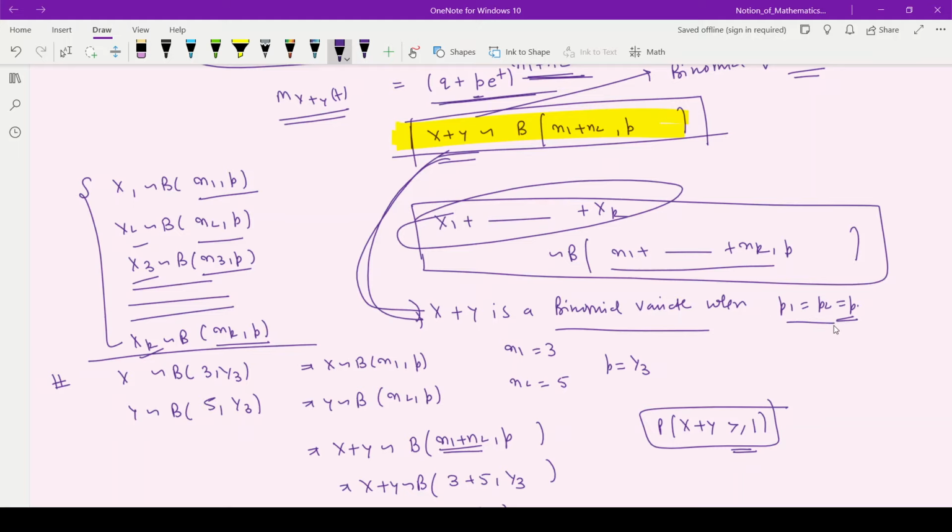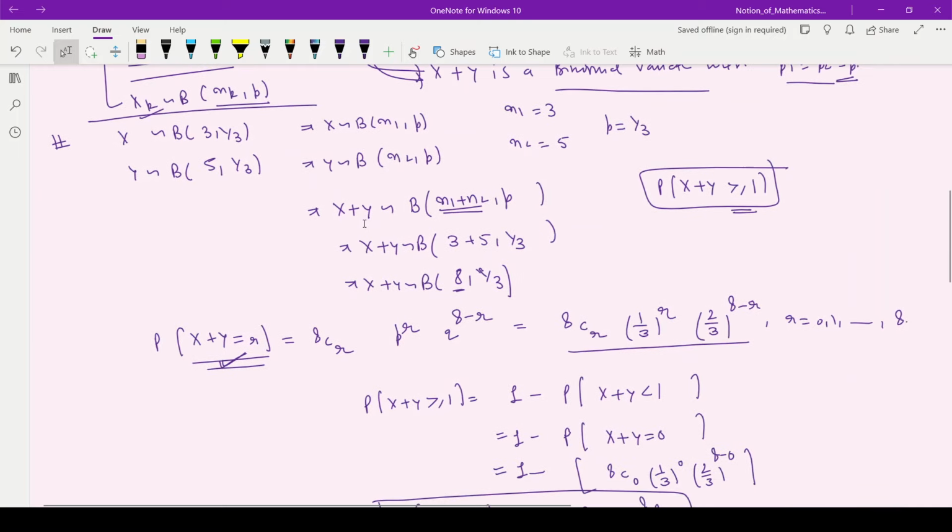both are equal. Now students, in order to understand this additive property, I have solved one question which will give you more clarity about the concept. Suppose X is a binomial variate with parameters 3 and 1/3. Y is a binomial variate with parameters 5 and 1/3. Or I can say X is a binomial variate with parameters n1 and p, Y is a binomial variate with parameters n2 and p. I mean to say n1 is 3, n2 is 5, and the probability of success is 1/3.